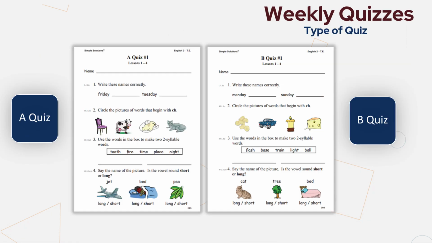Here's a simple way to understand the difference between the A and B quizzes. Quiz A uses questions taken directly from the previous 4 lessons. Teachers can review this quiz to see exactly which problems students may need more help with. Quiz B includes questions that are similar to those in the previous 4 lessons. The skills and types of questions are the same, but the words are different.